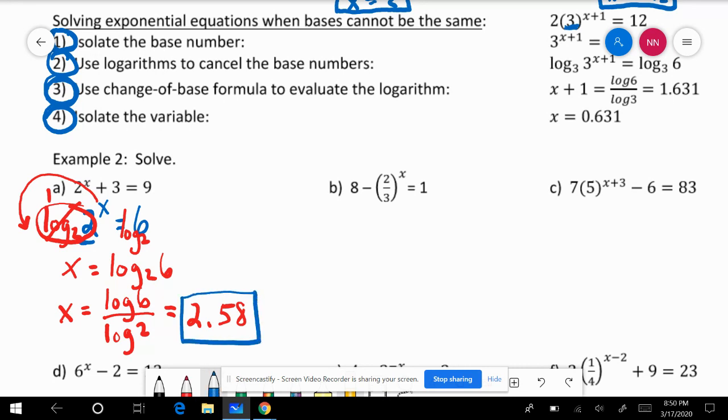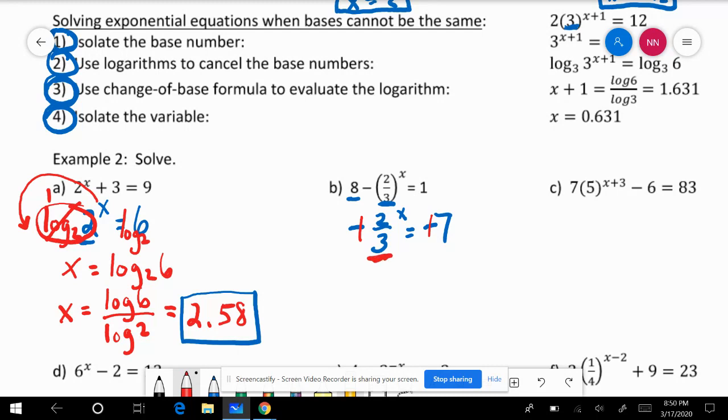So let's look at letter B. Once again, first thing that we're going to do is isolate the base number. Our base number in this case is 2/3. So in order to isolate it, we subtract the 8. So that gives us negative 2/3 raised to the x is equal to negative 7. Now, since we have a negative, we want to get rid of the negative. So we're going to make it a positive. Now we have the base number by itself.